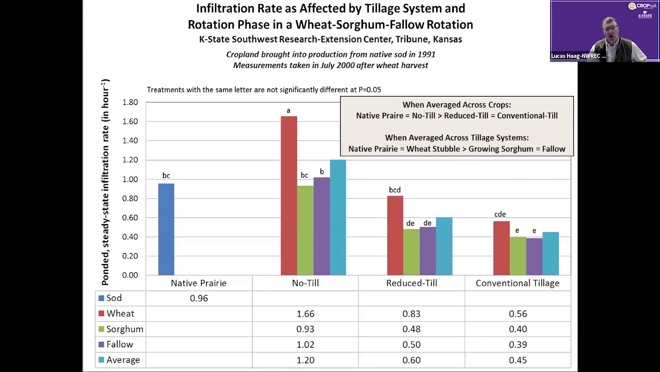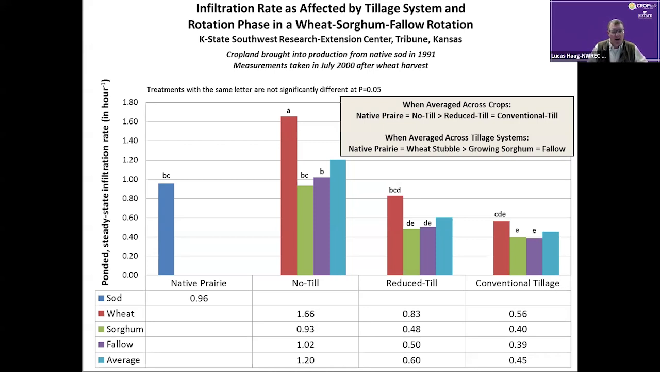So what do I think's driving this in-season piece of it? This is actually some fairly old data now, from when we were only 10 years into the study, looking at infiltration rates. You've probably seen me show this slide before. It would have been taken in July after wheat harvest. We were measuring infiltration in growing sorghum about that tall, in fresh cut wheat stubble, and then in summer fallow.